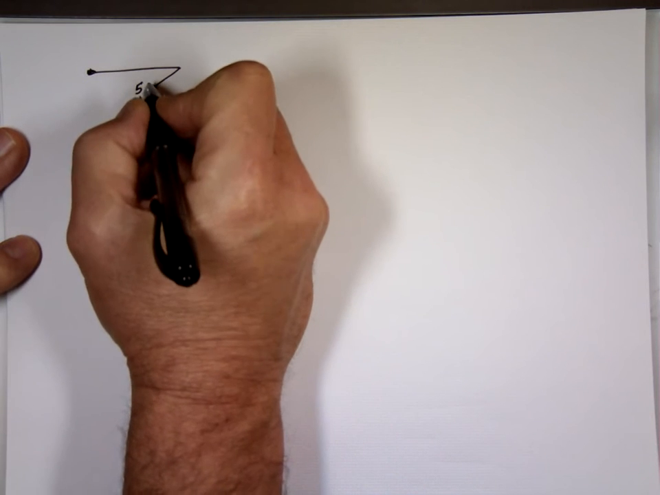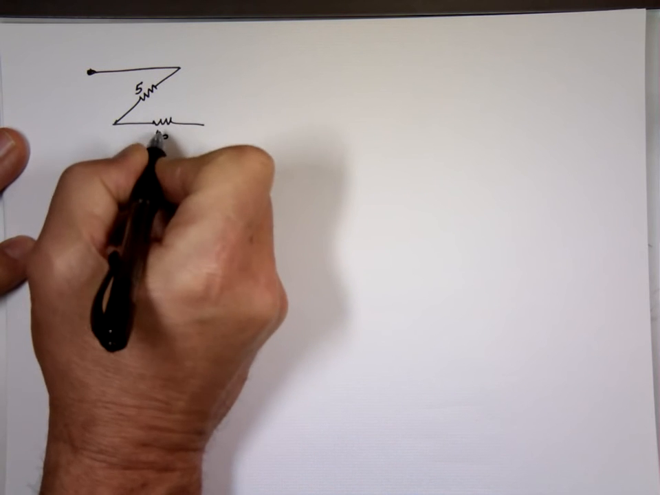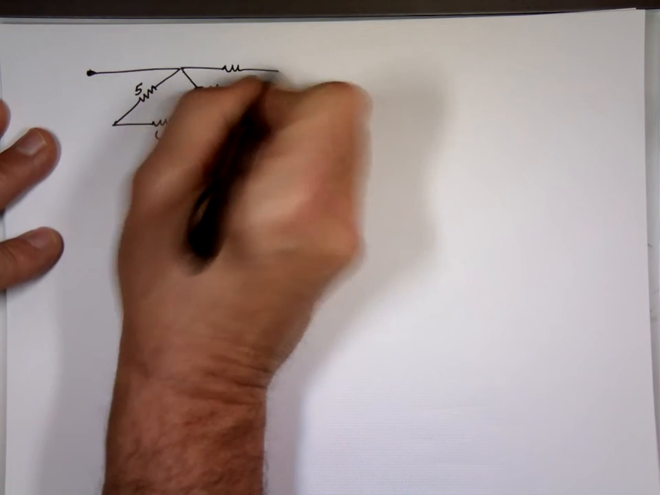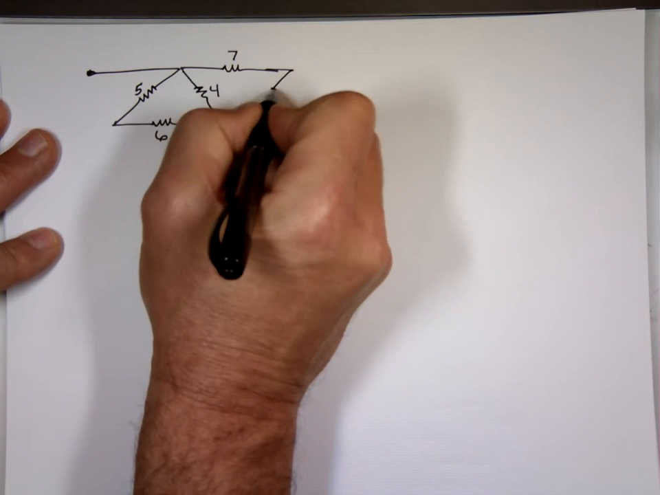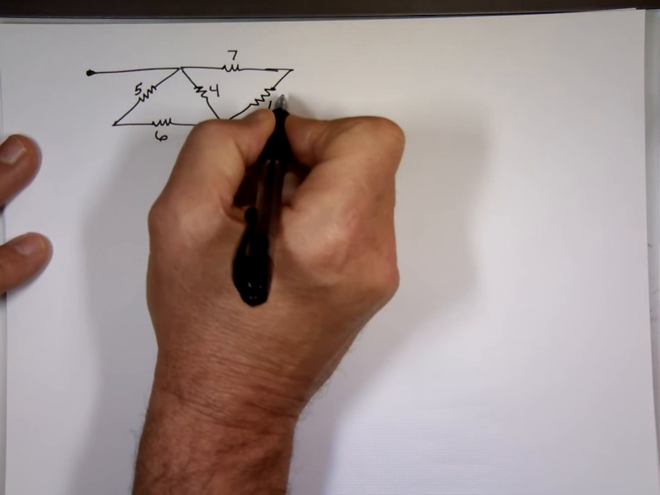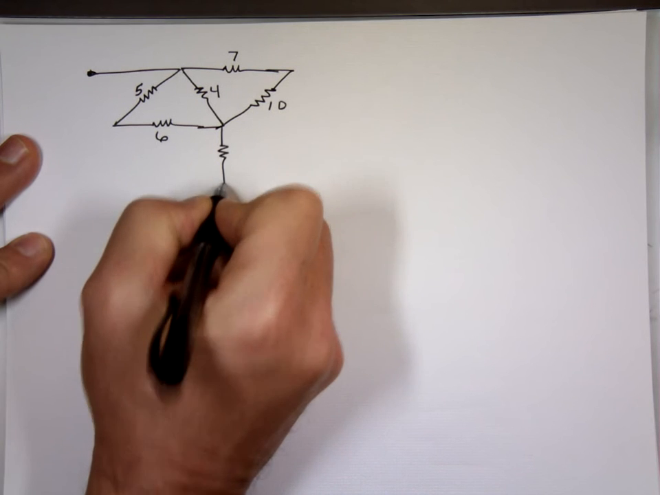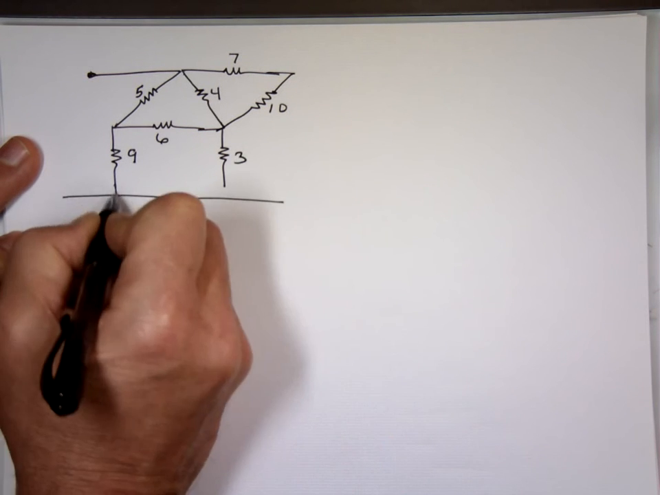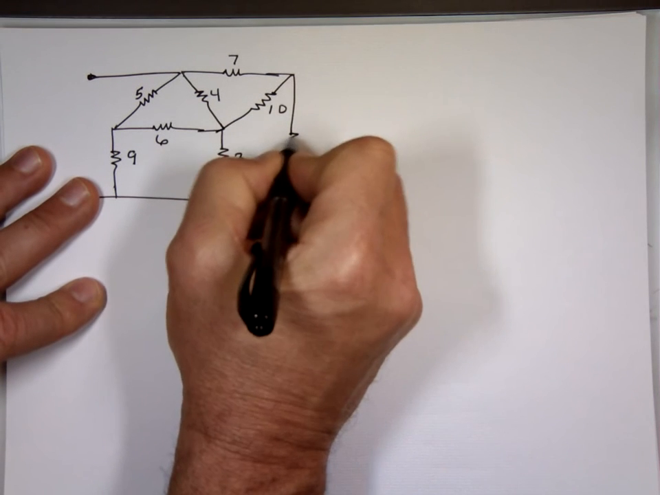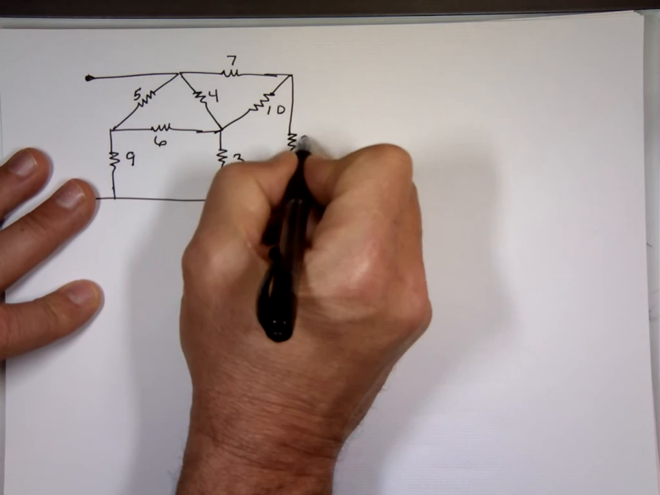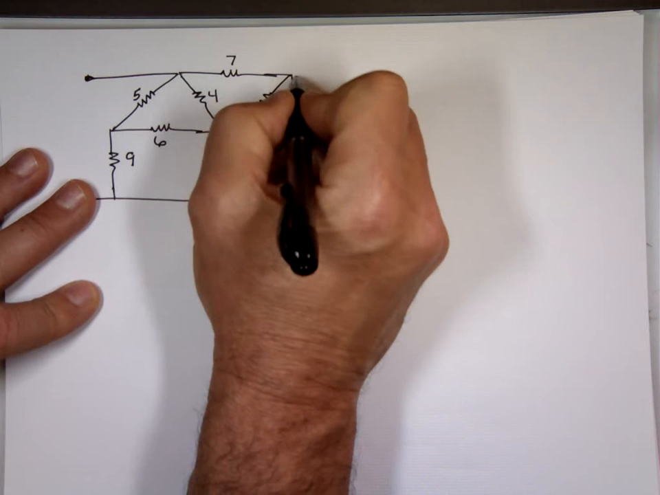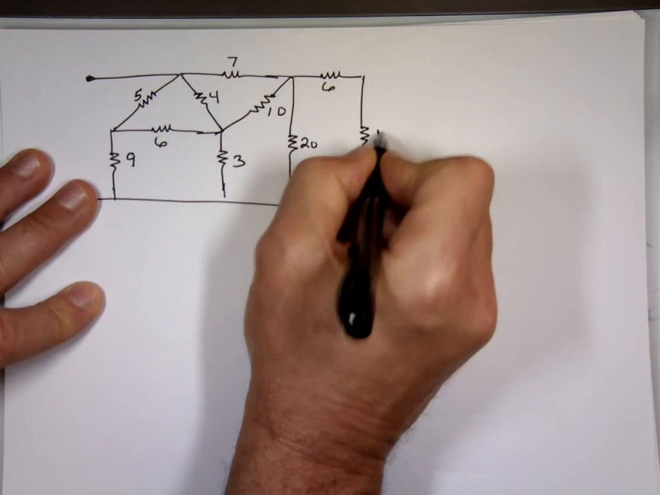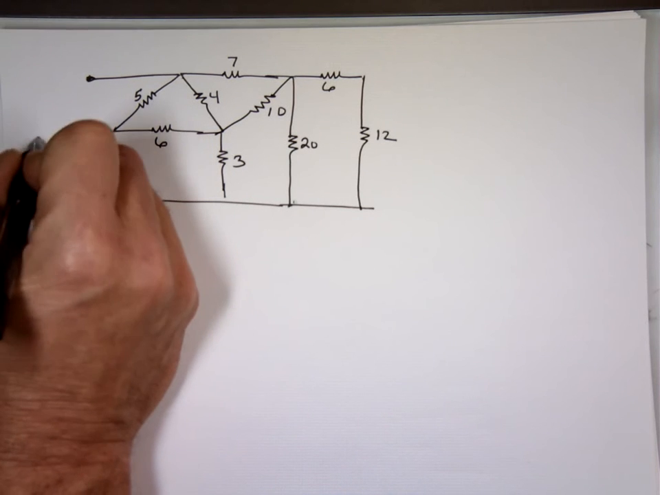5, 6, 4, 7, 10, 3, 9, 20, 6, and 12. And I'm looking for R looking that way. What is R equivalent? Look in that direction.